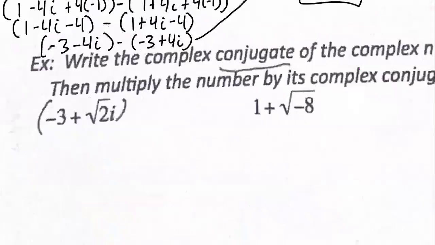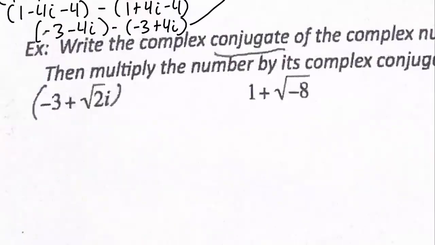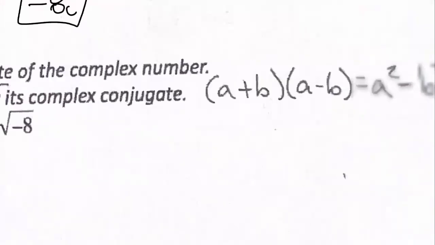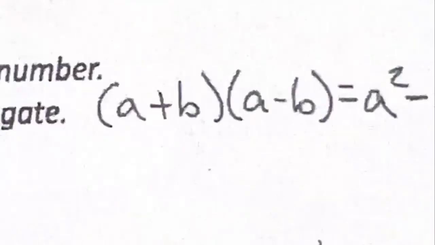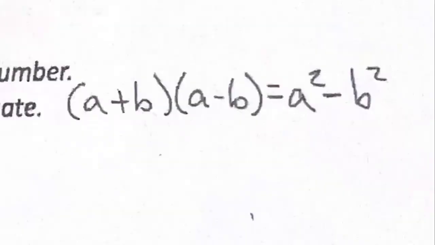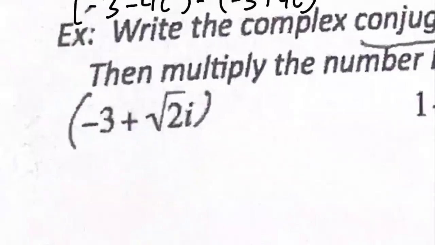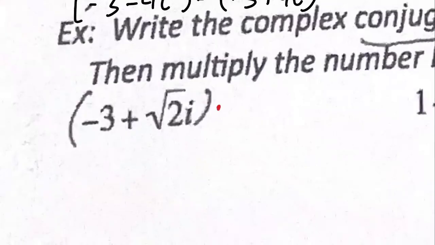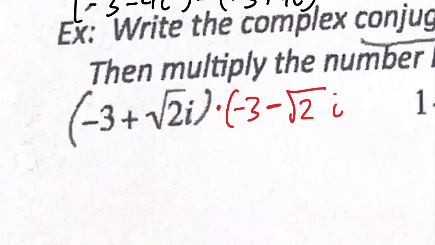Write the complex conjugate of the complex number, then multiply the number by the complex conjugate. So pretty much, if it's a plus b, you multiply it by a minus b, and it's a difference of squares: a squared minus b squared. The conjugate of negative 3 plus the square root of 2i is negative 3 minus the square root of 2i. Do be careful: the i is outside the radical. Do not make the mistake of putting it inside the radical, because that would be incorrect.